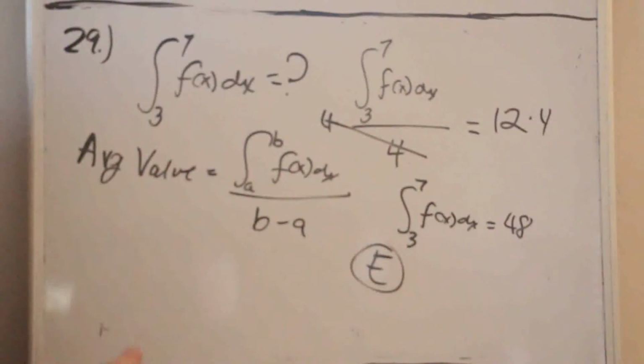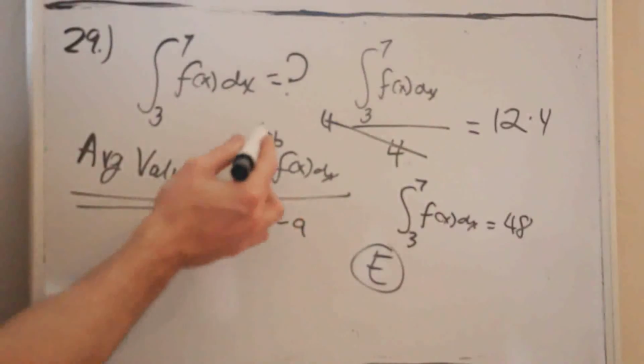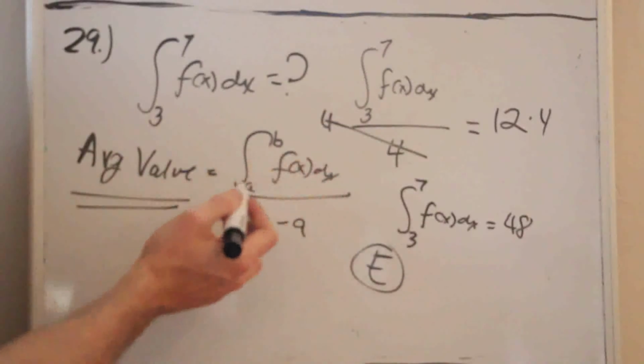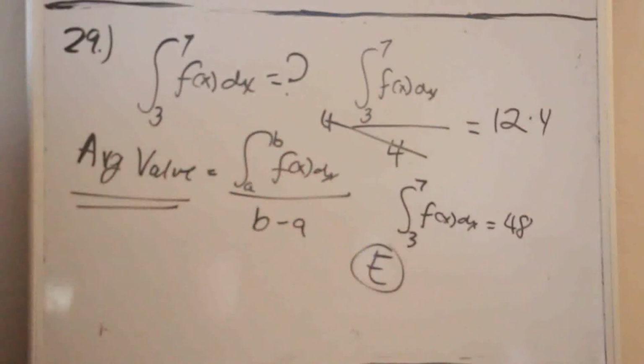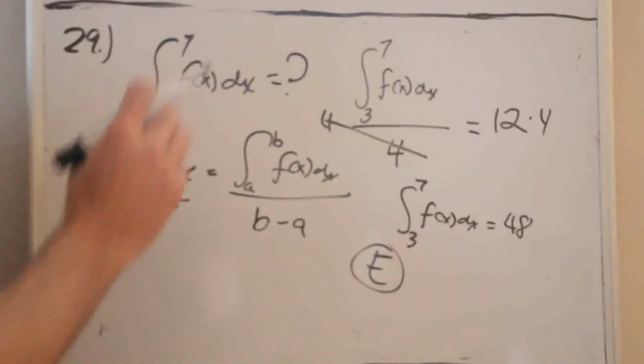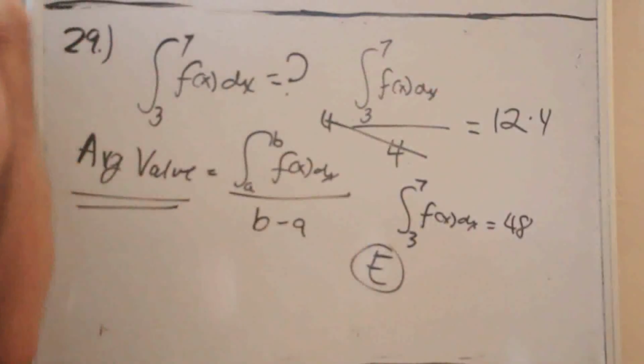Now, this is the type of question that if you have no idea how to find the average value, it's hard because you don't know what to do. But if you do know how to find the average value of a function, then this is a very simple one. So the point is just to remember that the average value of a function f of x on the interval a to b is the integral of that function from a to b over the width of the interval, b minus a. So as long as you remember that, then you're fine, and it becomes a very simple question to answer.